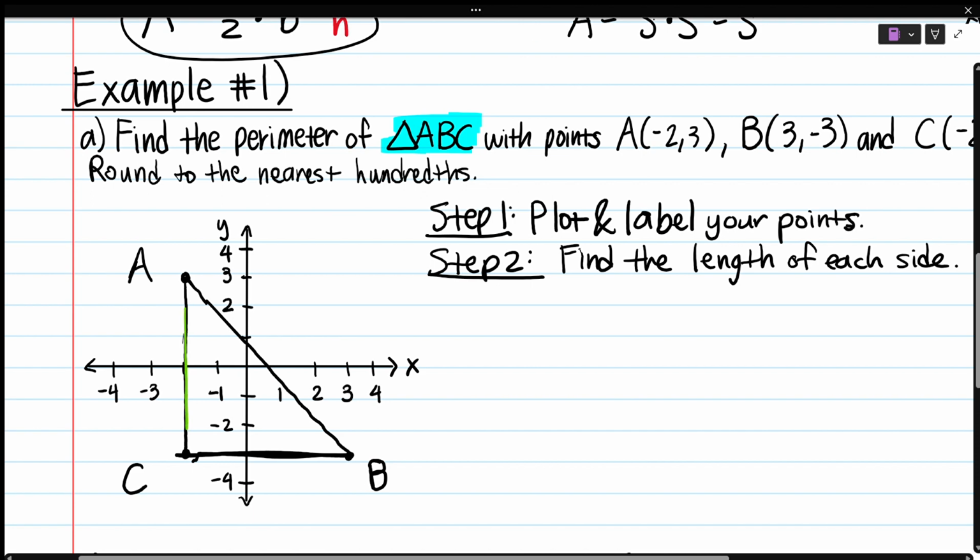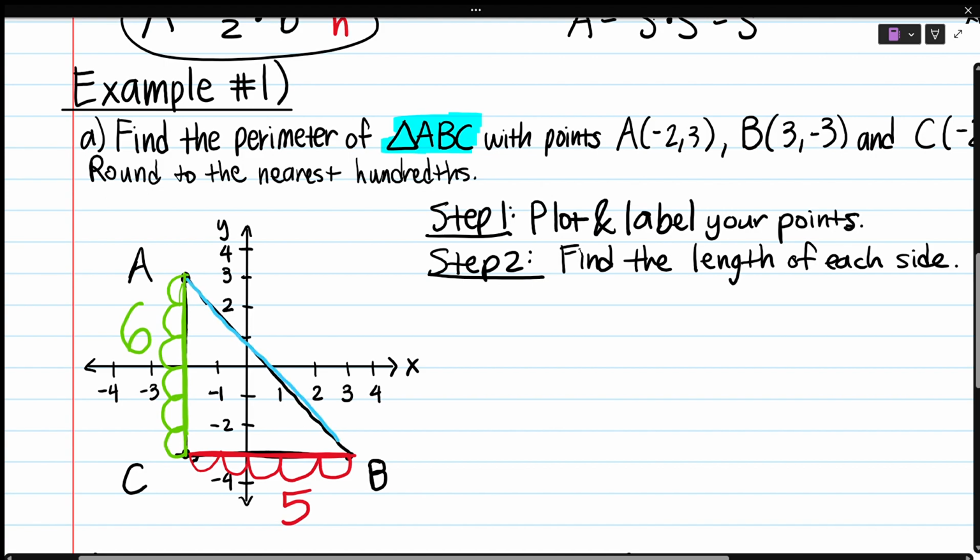For sides that are straight vertical, you don't have to do anything fancy. You can just count the boxes: 1, 2, 3, 4, 5, 6. So we know that AC is 6. Same thing for CB. It's a straight horizontal line, so again, 1, 2, 3, 4, 5. This one is 5.